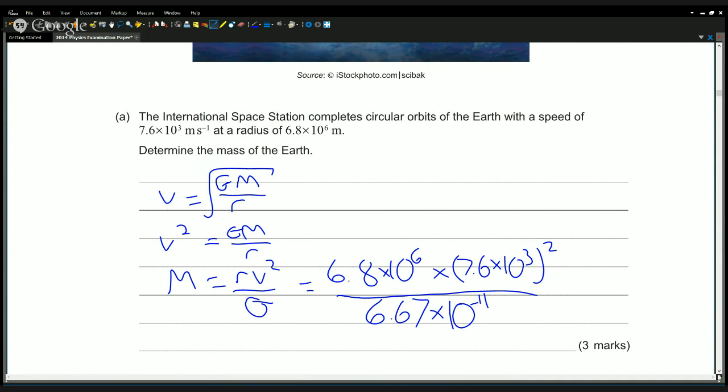All right. So now I got an answer of approximately 5.89 times 10 to the 24 kilograms. That sounds about right from memory. All right, well, that's what we got anyway. Moving on.